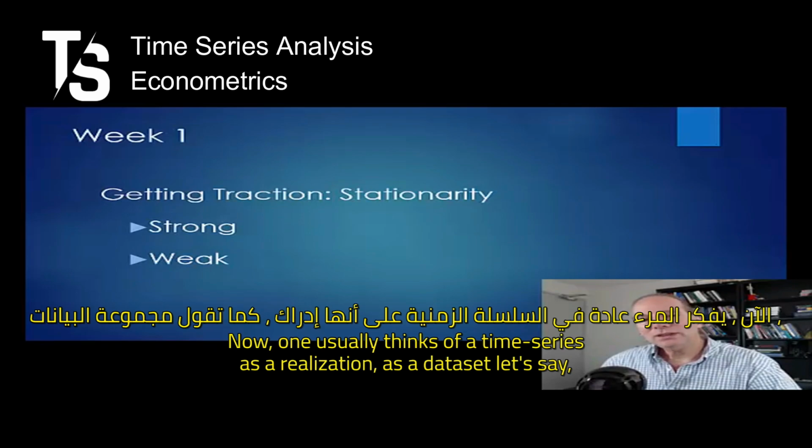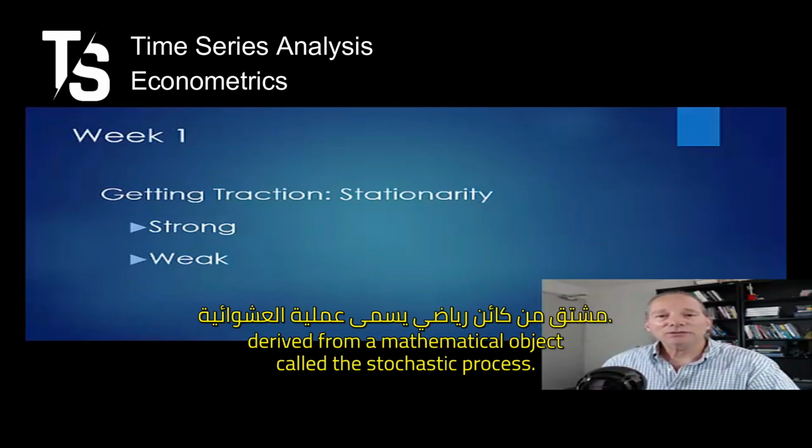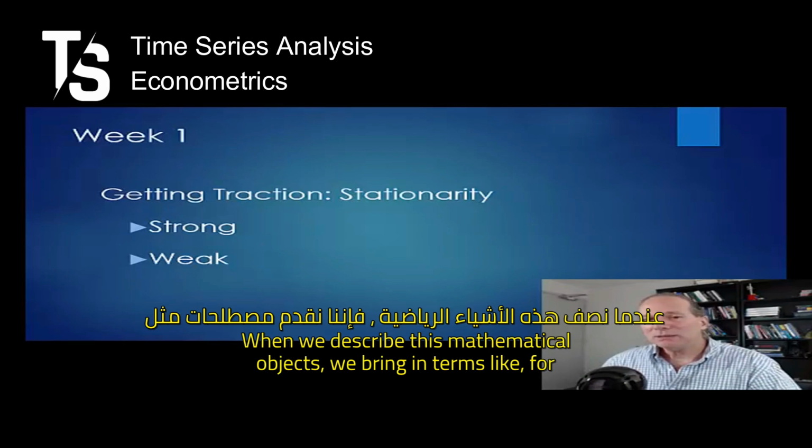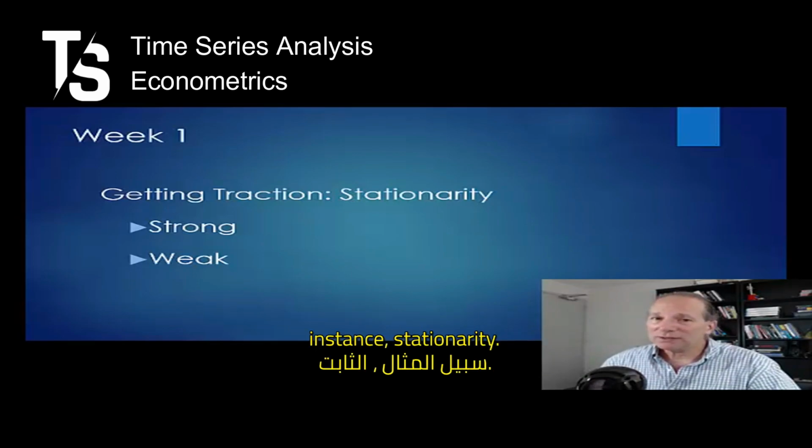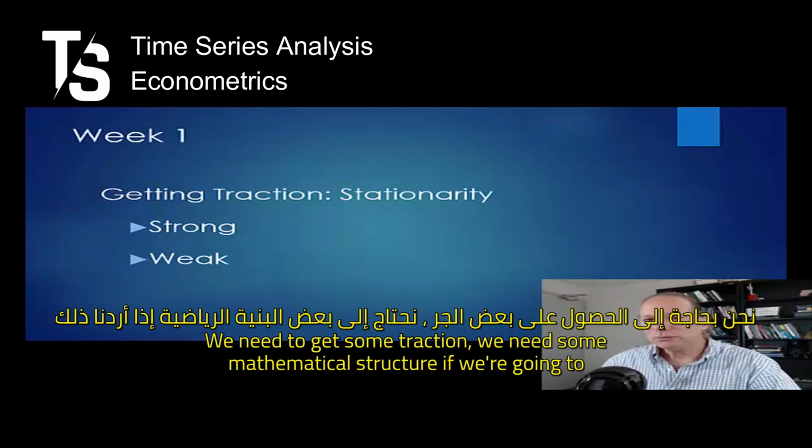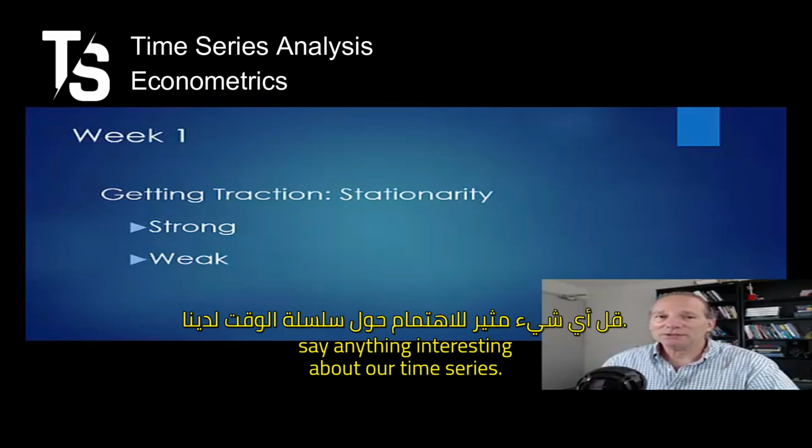Now, one usually thinks of a time series as a realization, as a data set, let's say, derived from a mathematical object called a stochastic process. When we describe these mathematical objects, we bring in terms like, for instance, stationarity. We need to get some traction. We need some mathematical structure if we're going to say anything interesting about our time series.